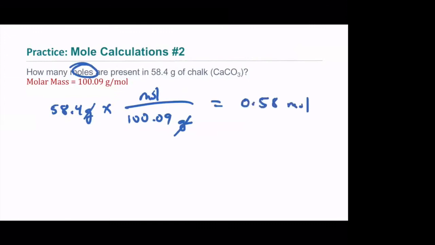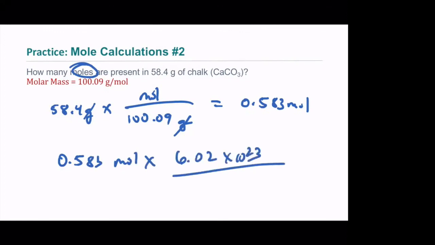Moles. We should have 3 sig figs, but that's all right. 0.583. Now, if I was asked for number of particles, I can do the next step. 0.583 moles times 6.02 times 10 to the 23rd per mole. And that would be particles again.